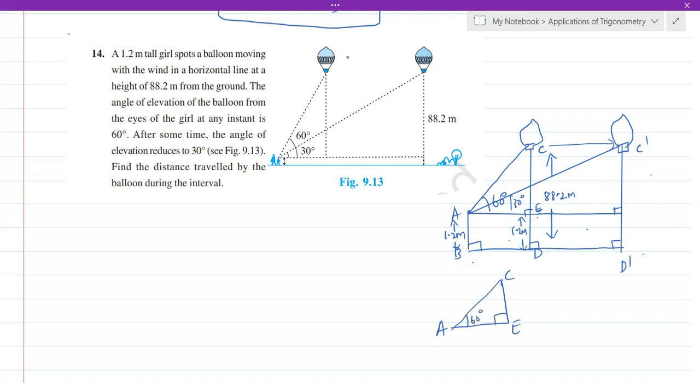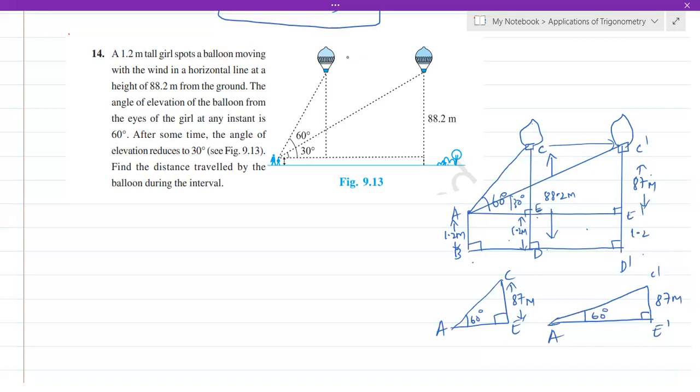Remember ED value is 1.2, so CE value will become how much? 88.2 minus 1.2, that will be 87. So this will be 87 meters. And there is another triangle, A C dash E dash. The angle is 30 degree, and here obviously it is 90 degree. Similarly, E dash D dash will be 1.2. The total is 88.2, so this will become 87 meters. So this is again 87 meters.